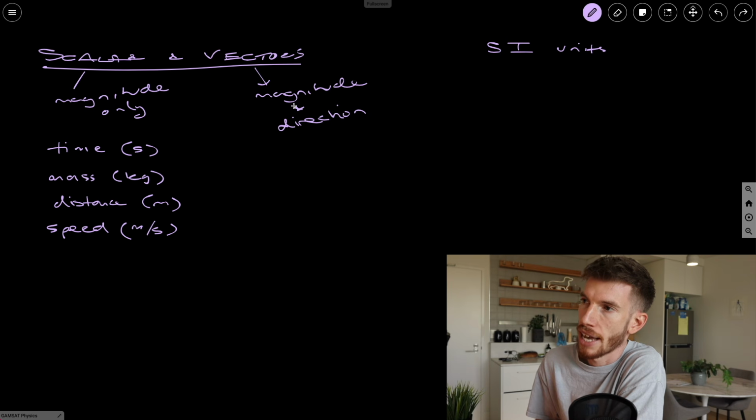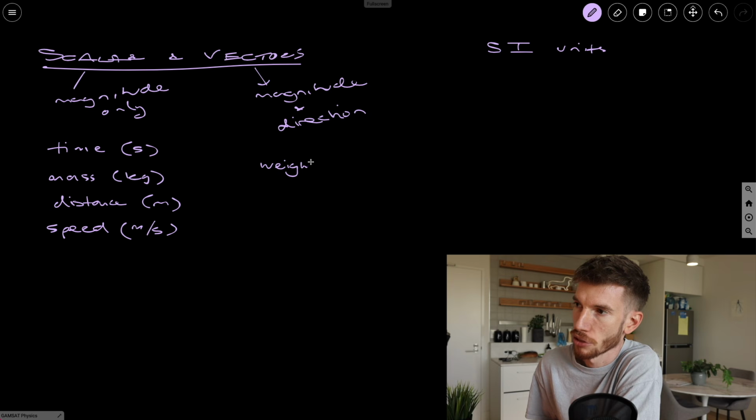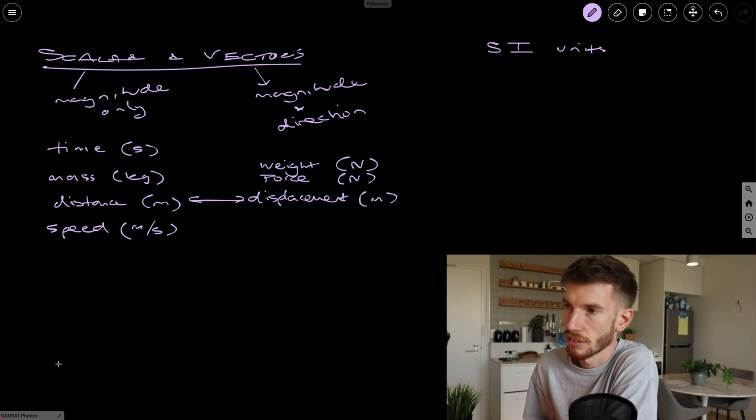With vectors, they have both a magnitude, or a size, and a direction. So this can be things like, for example, weight, which is actually just a measure of force, right? So this is measured in newtons, just like any other forces, which we'll obviously be predominantly focused on. There's also things like displacement, which we'll get to in another video, I think. And that's also measured in meters, but it's kind of like the vector equivalent of distance.